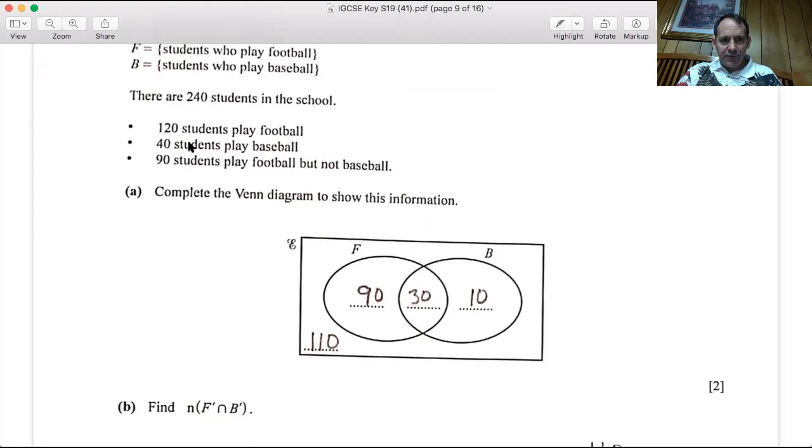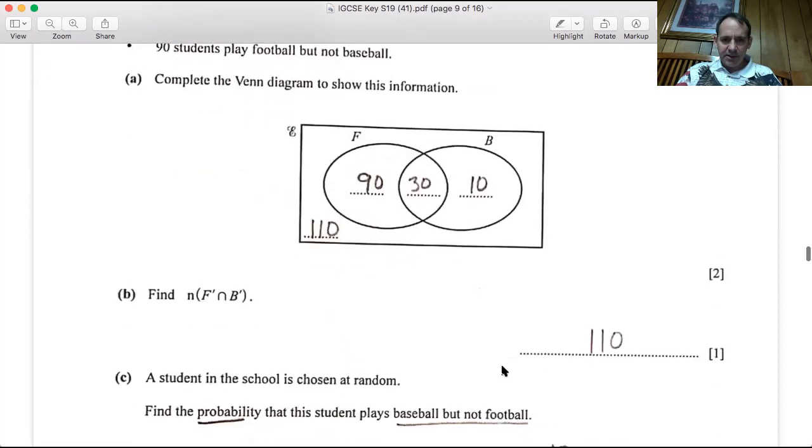There are a total of 120 students who play football. So 120 minus the 90 gives us the 30 that goes here. So 90 and 30 gives us our 120. So these 30 also play baseball. There's 40 that play baseball, so 40 minus 30 gives us the 10 that play baseball but not football. We add those up, that's 130, subtracted from the 240, gives us 110 students that play neither football nor baseball. So that's how you do that.